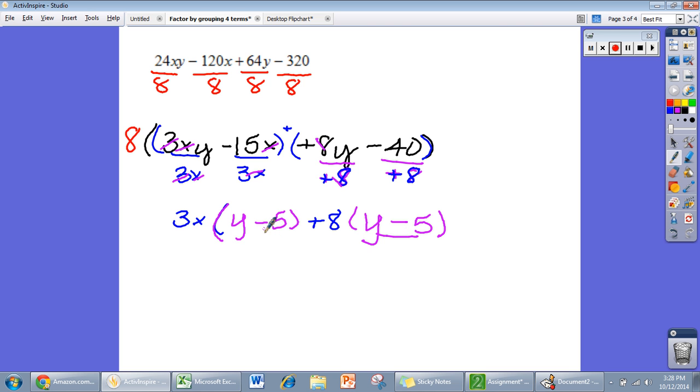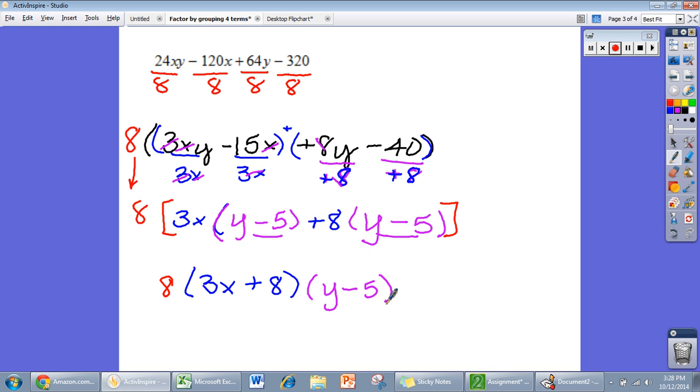And I can see my purples match. Don't forget to bring down as part of your answer your very first greatest common factor. So your final answer is 8 times your first binomial in blue, 3x plus 8, times what they shared in common, y minus 5. And that is your final answer.